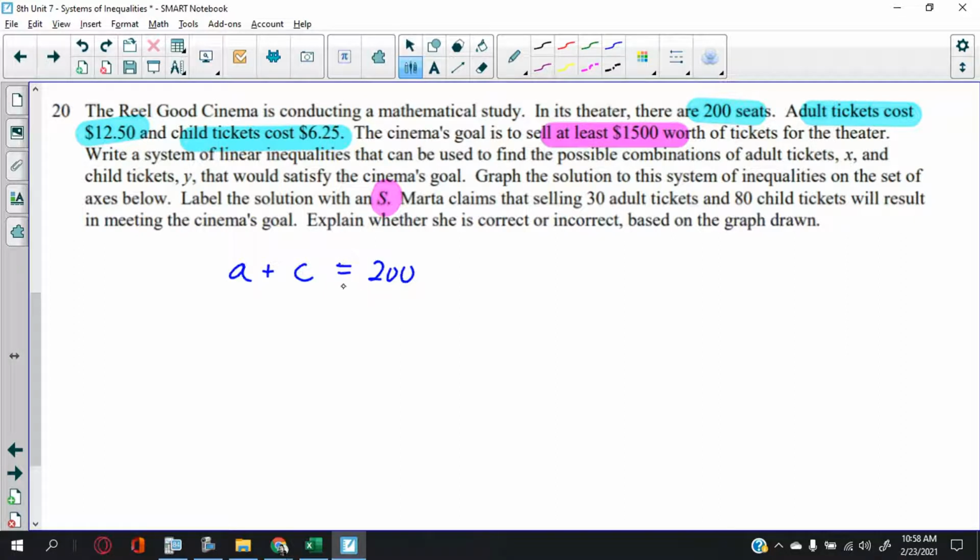So the second thing is this. Adult tickets cost 12.50 and children's tickets cost 6.25, and they want to sell at least, right? How do you write at least? Greater than or equal to. Typically with money, selling stuff, it's at least, because no one ever says, I don't want to make more money. So that's it, those are the equations.